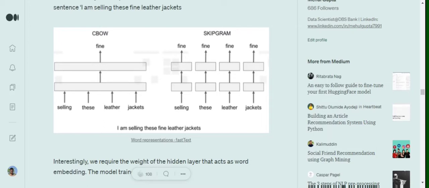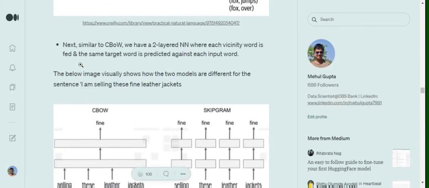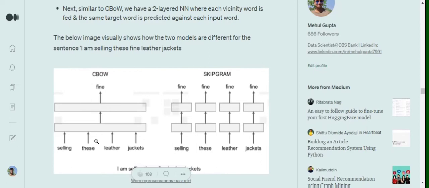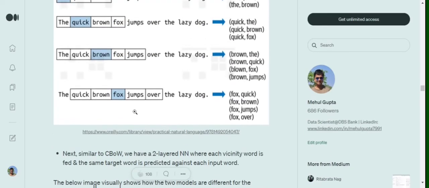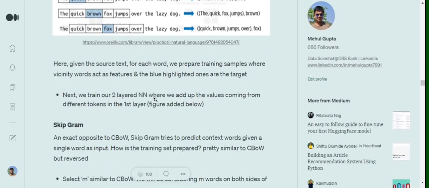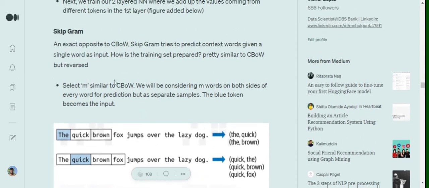The embeddings are present in this particular layer. The weights of this layer just before the final prediction will be taken up, and this will form our text embedding for the entire data set. As this is just an example, we will be training like this for all the samples that we generate from our text data set. Now moving on to Skipgram.